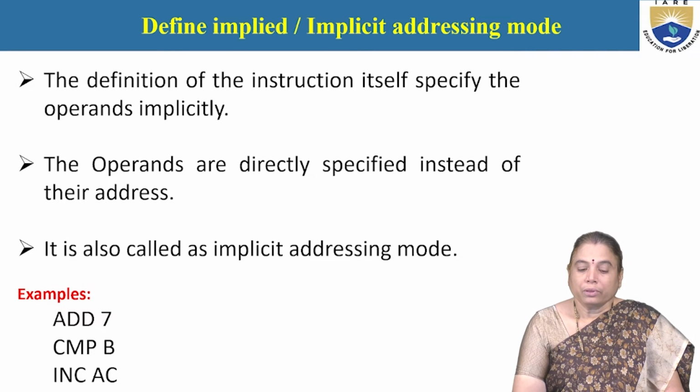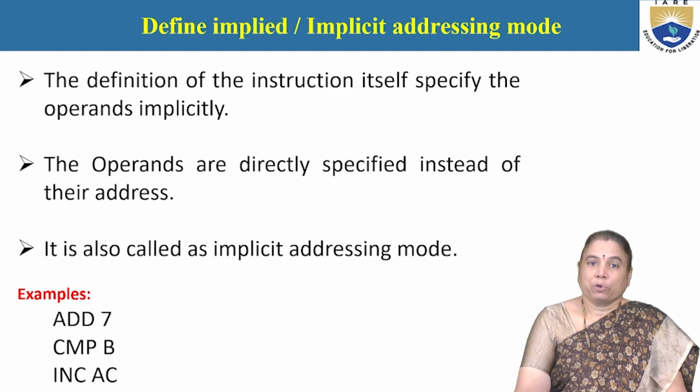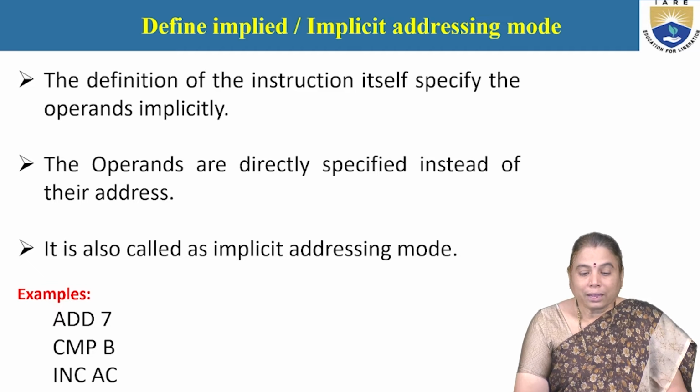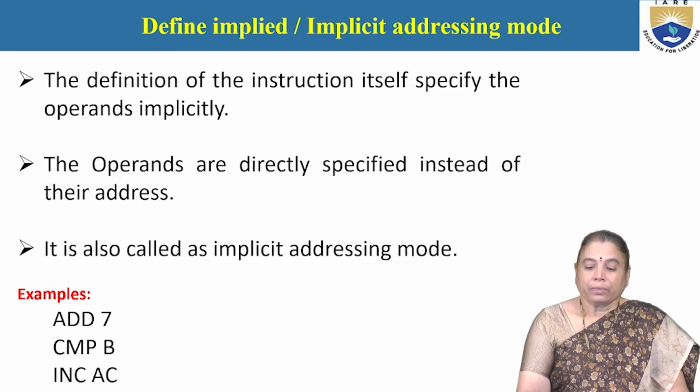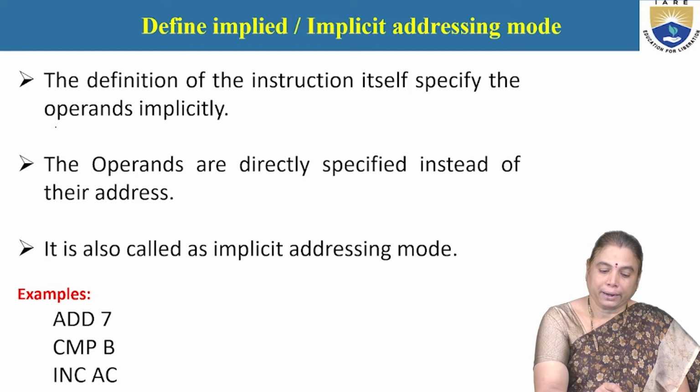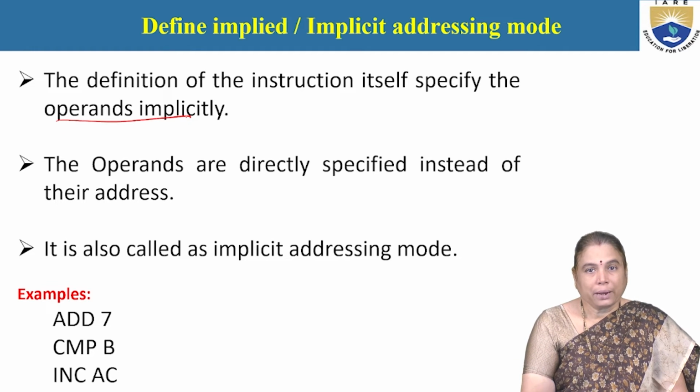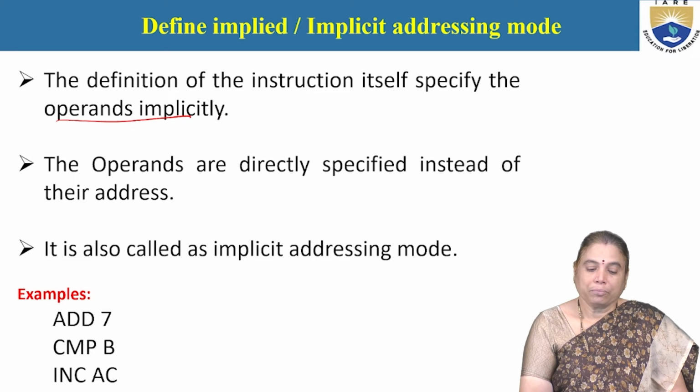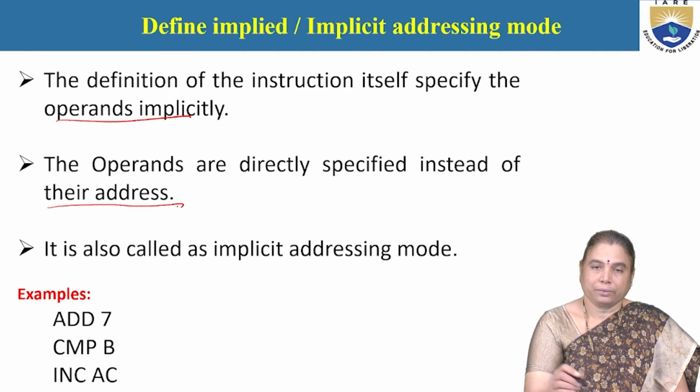The first term is define implied or implicit addressing mode. The addressing mode specifies where the operand is available. A variety of addressing modes are available. In the implicit addressing mode, the definition of the instruction itself specifies the operand. So, implicitly, the operand can be described with the help of implicit addressing mode. The operands are directly specified instead of their addresses.